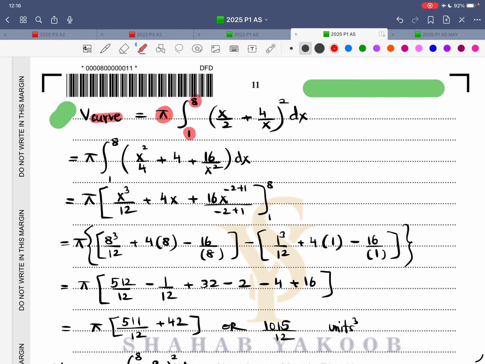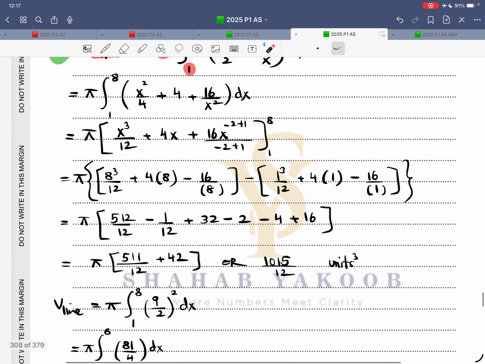Pi is there, whatever the equation is, don't forget to square. So the very first thing is squaring it. That is a square plus 2ab plus b square. This is 16x minus 2. And then integrate each term, simplify.